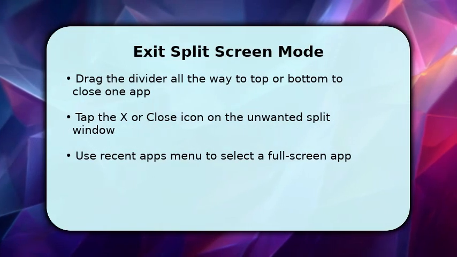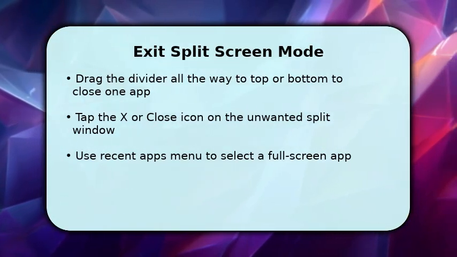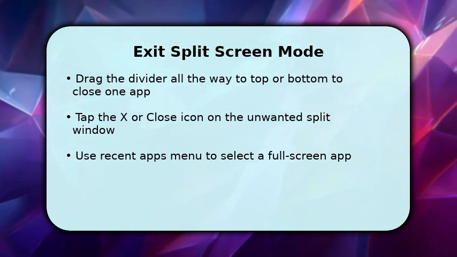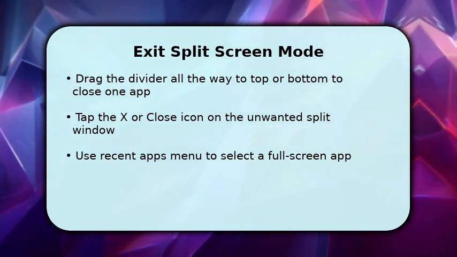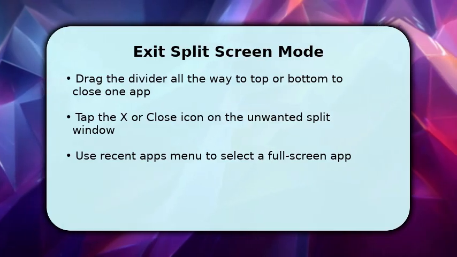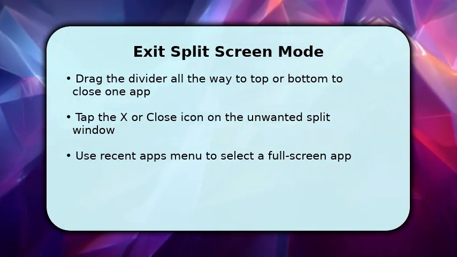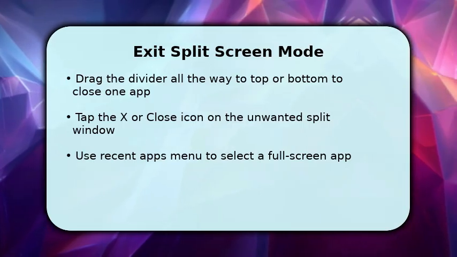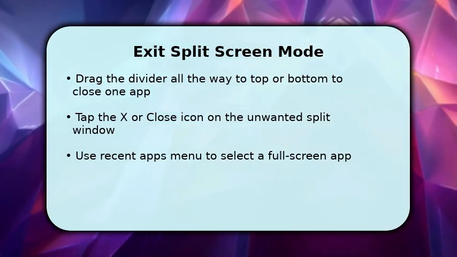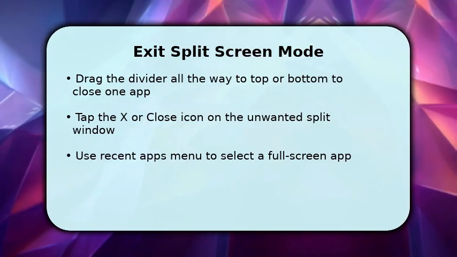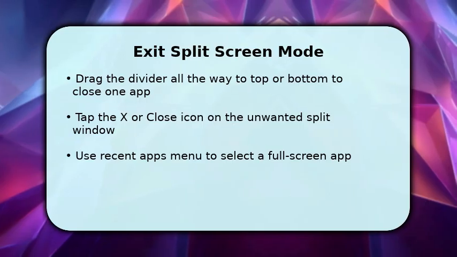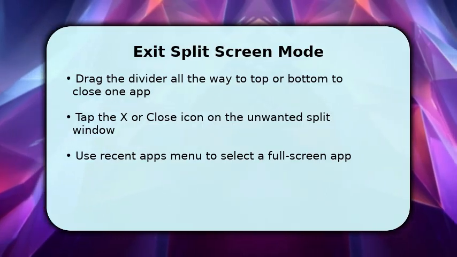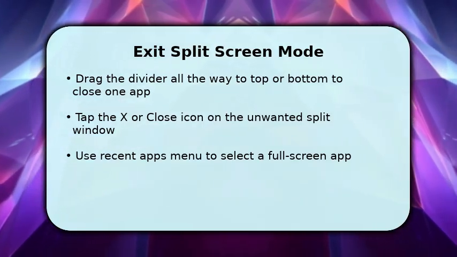Now, focus on the split screen divider between the two apps. Slowly drag that black or gray bar toward the top or bottom edge until one app expands to full screen. This action closes the other app. Alternatively, tap the close X icon on one of the split windows if visible, and the remaining app will fill the display. If your Redmi uses gestures, you can swipe the smaller app off screen from recent apps to restore single app mode, which is effectively the same outcome.